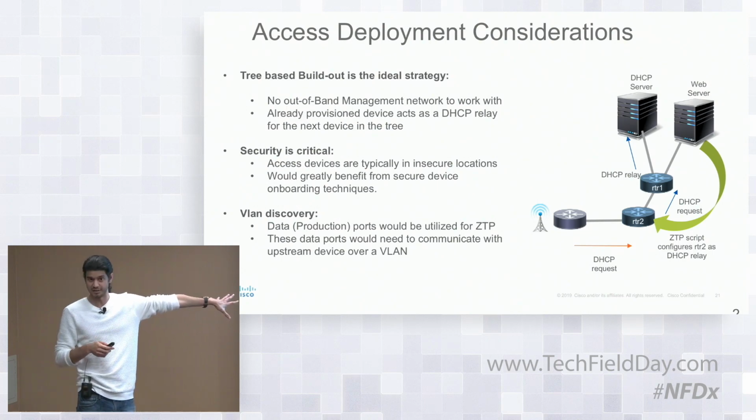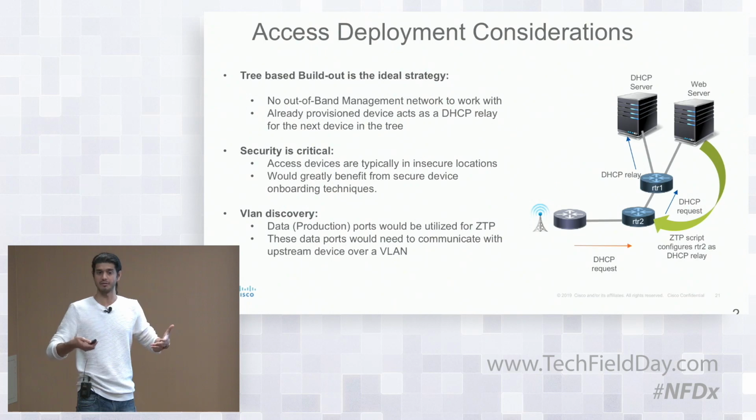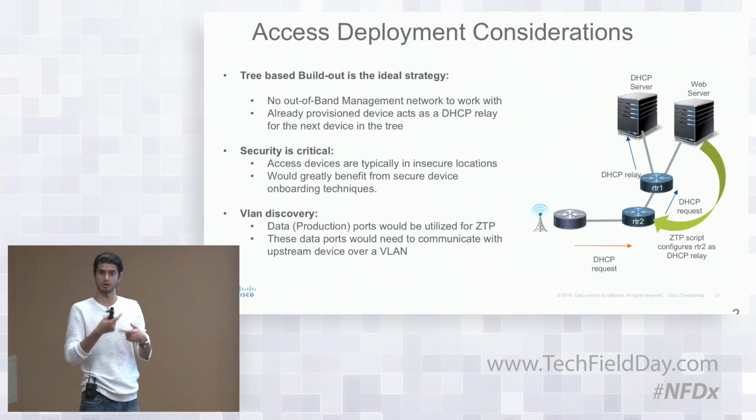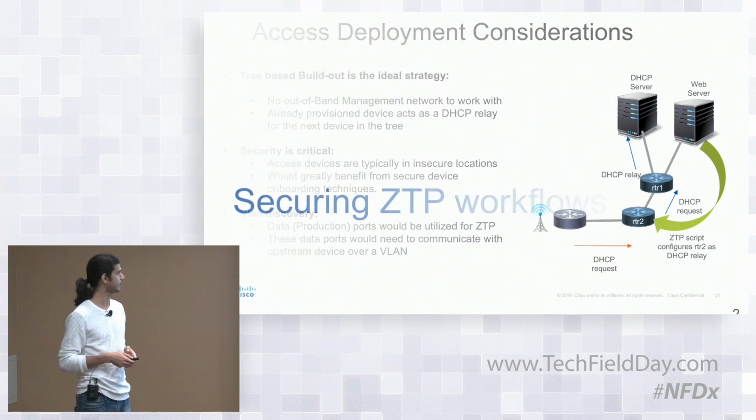And finally, VLAN discovery, right? So you have to have a way of discovering the VLANs, because here all the requests are going to be in-band. Most likely you have no out-of-band network for the access network, which basically implies that every device will send an in-band request through a production port, and will then have to discover a VLAN through which this request can reach the next set of devices, right? Therefore, VLAN discovery also becomes part of this. So these are some of the things that we are currently exploring and working on to get ZTP to work successfully on the access network deployment side.